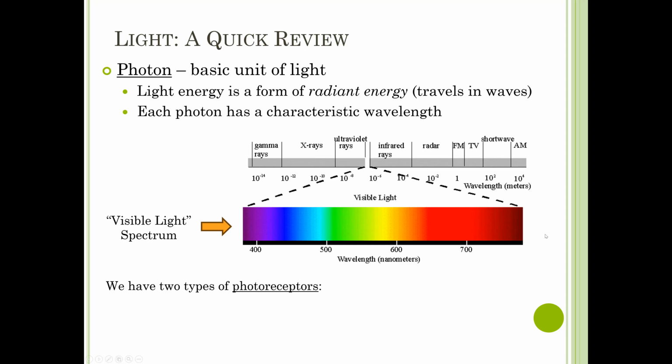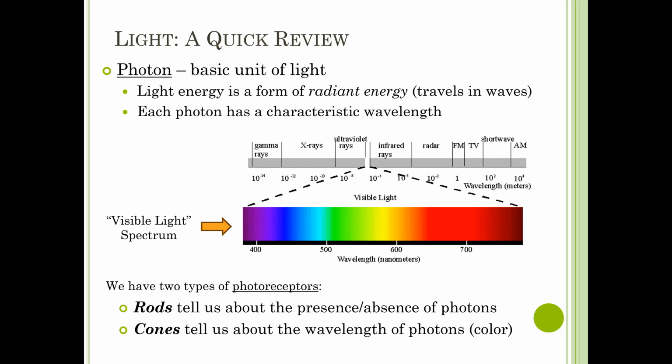And we have two types of photoreceptors. We're going to go into more detail later, but just as an introduction, we have a type called rods, which tells us about the presence or absence of photons, so whether light is present or not. And then we have a type called cones, which actually tells us about the specific wavelength of a particular photon, and this allows us to see colors.